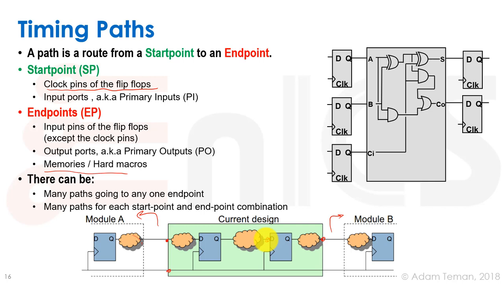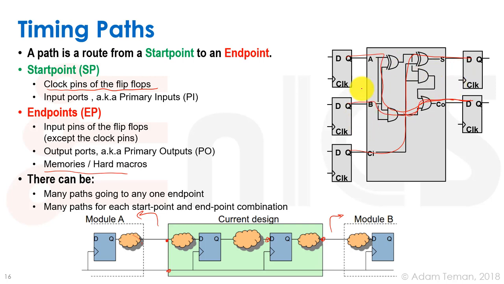Note that this is a small part of a typical design, but you have flip-flops whose clock pins are all start points, and you have flip-flops whose data pins are endpoints, and this one can talk to all these, right? So there can be many endpoints for each start point. There can also be many start points for each endpoint. Maybe this goes somewhere around like that. So we have this whole mesh of everything that can go everywhere.